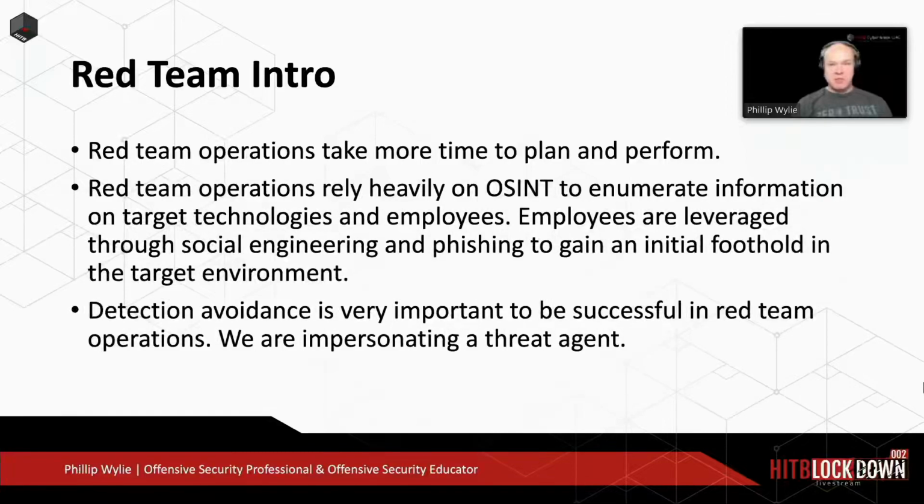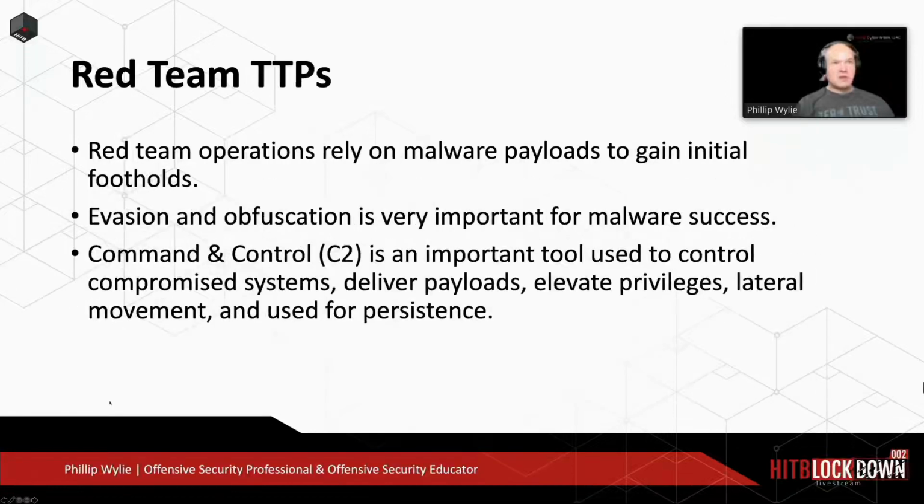So detection avoidance is very important. To be successful in red team operations, we're impersonating threat agents, so this is very important. Red team operations rely on malware and payloads to gain initial access footholds, like I mentioned, delivery through email. Evasion and obfuscation is very important for malware success. The endpoint protections get more advanced and catch things, so it's up to the red team operator to make sure they're not detected by obfuscating the exploit code in that malware.